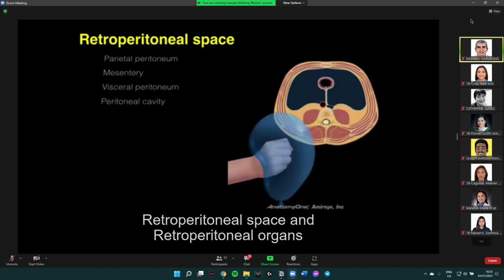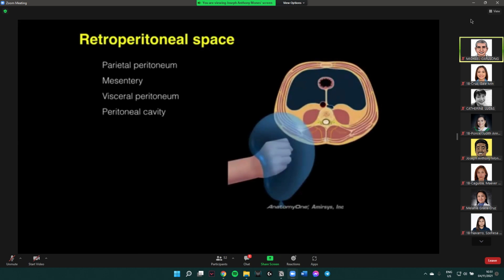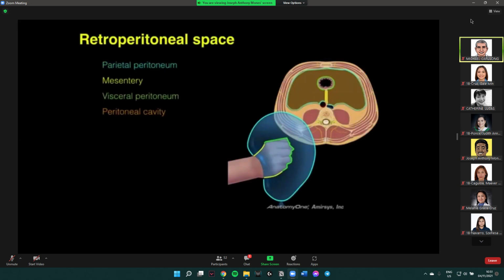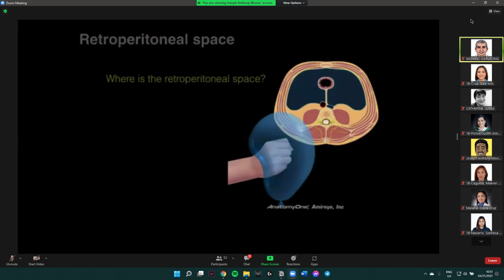To learn about the retroperitoneal space, we have to review the following things: parietal peritoneum, mesentery, visceral peritoneum, and the peritoneal cavity. So first, the parietal peritoneum in blue is the mesothelium lining the wall of the abdominal cavity. Mesentery is this double membrane of peritoneum that then comes and surrounds each organ, which we call visceral peritoneum. And then the peritoneal cavity is the fluid-filled space within this peritoneal lining. And those are all the structures of the peritoneum.